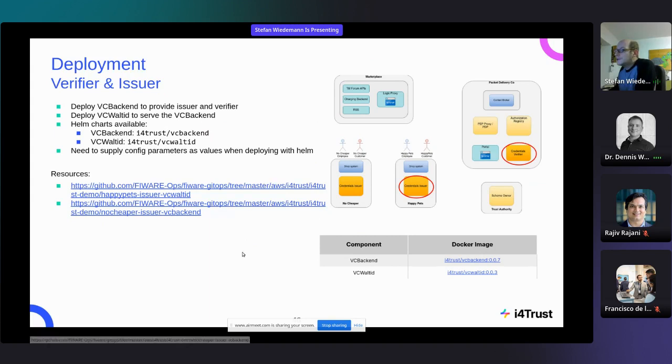We have some installations of a verifier and issuer, or some components to act as verifier and issuer. They are also currently under development. They will also be finished at the end of January. You can already see how they are deployed in our environment. So I linked the demo environments that I used for the presentation here. We also, again, provide Helm charts for them, but they can also be run as plain Docker containers. So that's quite trivial, I would say.